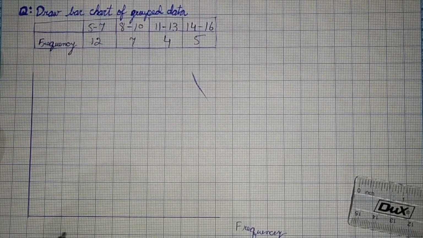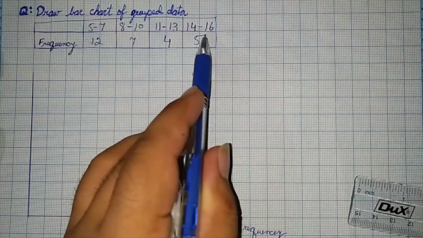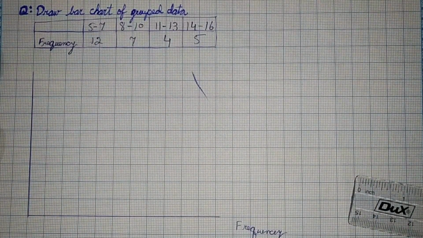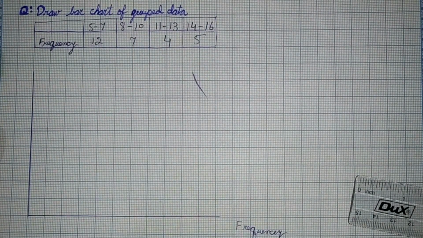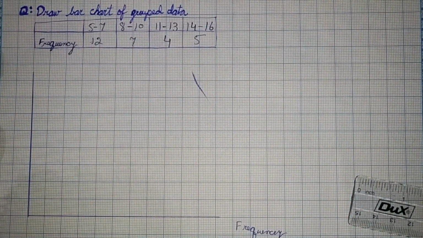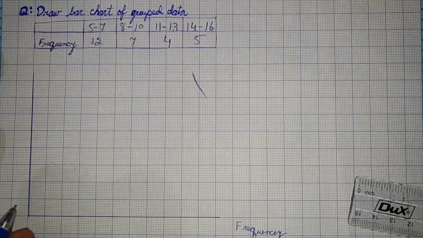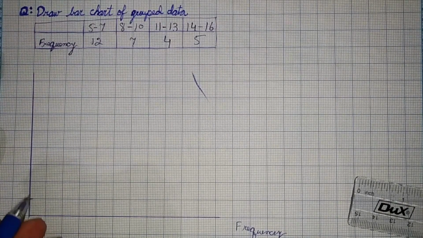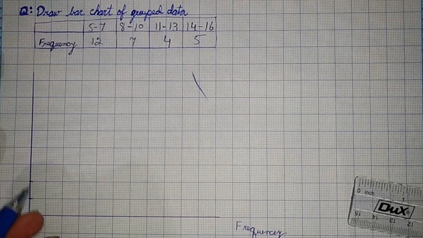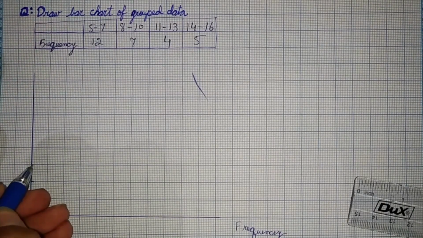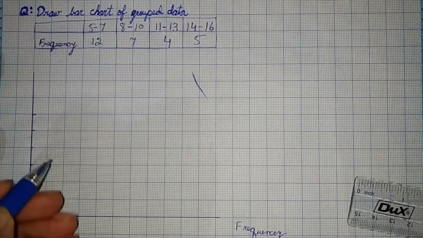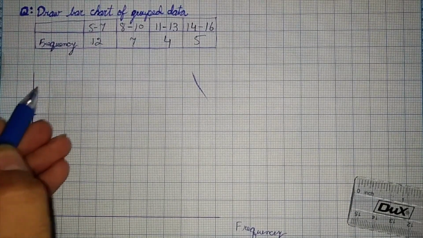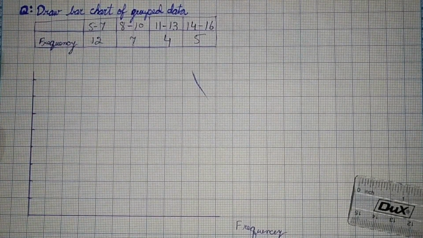So we have 1 2 3 4. Okay, so here we have 4 types of data. So what we will do here, actually, we will draw 4 bars. This is the thickness of the first bar, this is the thickness of the second bar, this is the thickness of the third bar, and this is the thickness of the fourth bar.